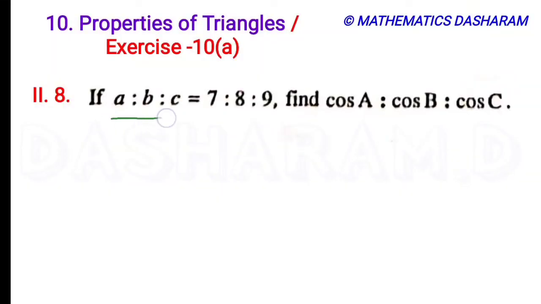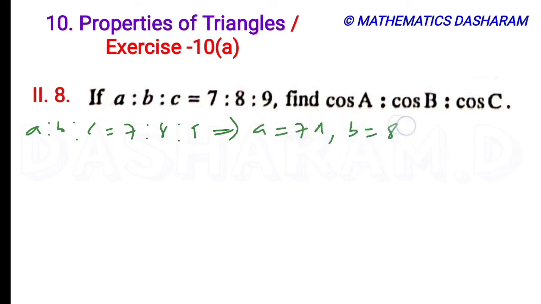Eighth question: if A : B : C = 7 : 8 : 9, find cos A : cos B : cos C. So the given ratio is A : B : C = 7 : 8 : 9. From this, the individual values are A = 7x, B = 8x and C = 9x.